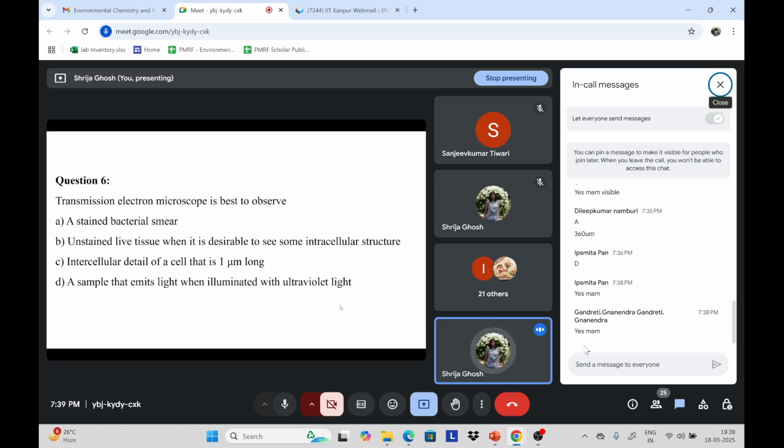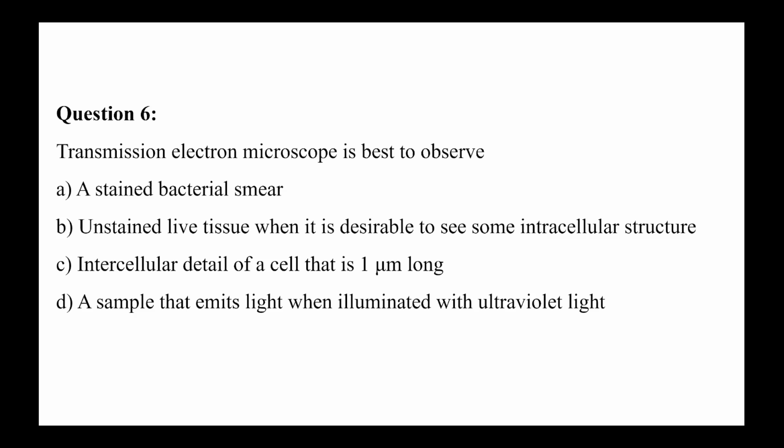Okay, then moving on to the next question. Question number 6. Transmission electron microscope is best to observe: Option A, a stained bacterial smear. Option B, unstained live tissue when it is desirable to see some intracellular structure. Option C, intercellular detail of a cell that is 1 micrometer long. And option D, a sample that emits light when illuminated with UV light.